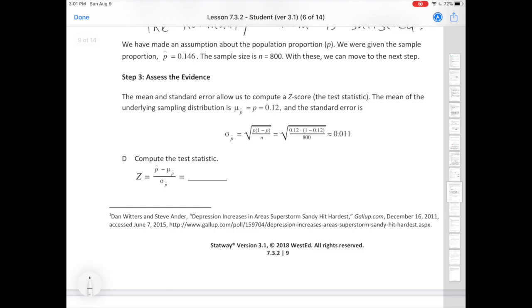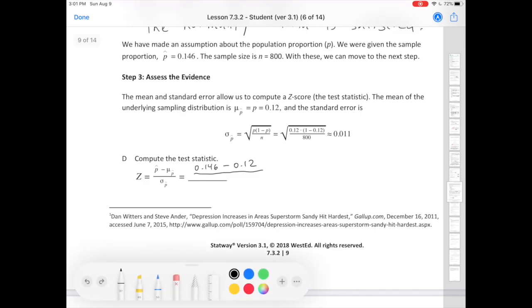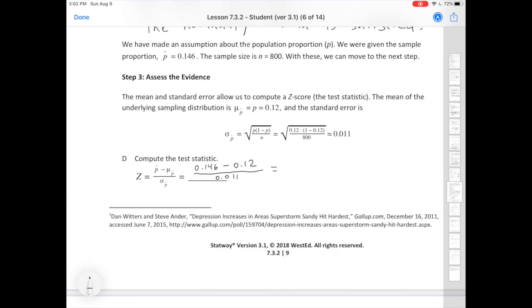So now we're ready to find the z-score. Remember, the z-score is you take our p hat, which is 0.146, and you subtract the p that we're assuming from the null hypothesis, and then we're dividing that by, oh, no, sorry, not 800. I said that wrong. We don't divide that by n. We're dividing that by the standard error, which is 0.011. Okay, so this is what we're going to put in our calculator, and I'm going to round it to 2 decimal places. So we get 0.146 minus 0.12 divided by 0.011. I get 2.36. Make sure you get the same thing in your calculator.